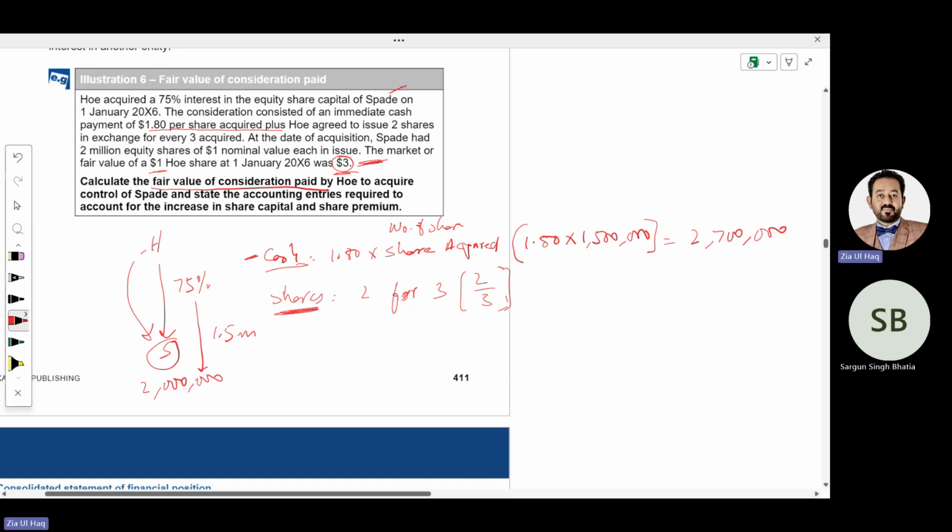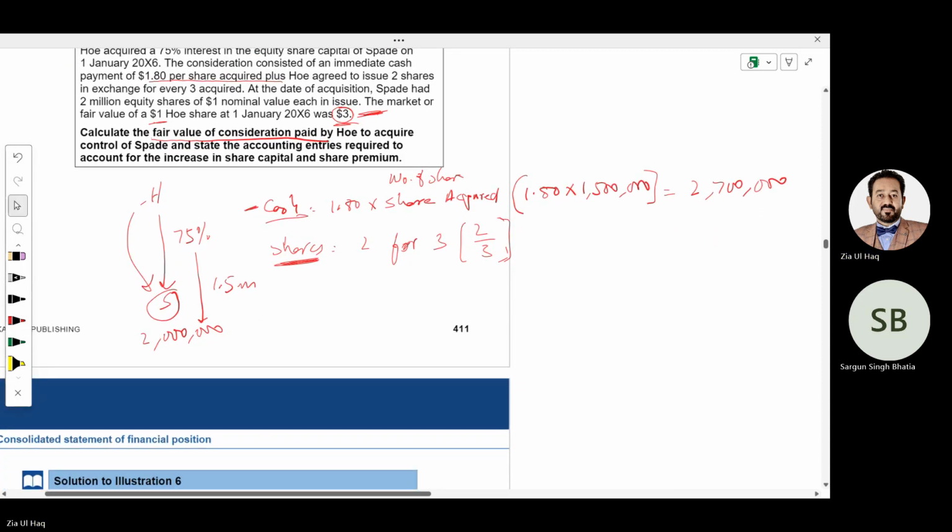Now we need to calculate the value of shares. How we can calculate value of shares? There is a formula. Number of shares acquired.